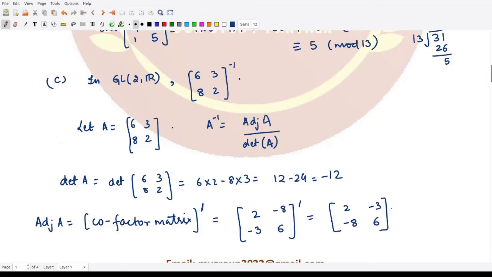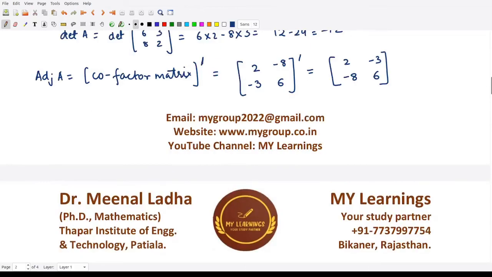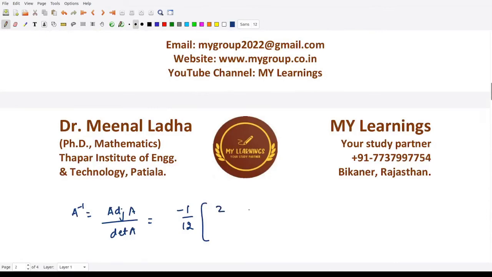Now you have both the quantities. So what is the inverse of A? Inverse of A is adjoint of A divided by the determinant of A. The determinant of A is minus 12, so it is minus 1 by 12. Adjoint of A is what? We have just evaluated it. This is 2, minus 3, minus 8 and 6, right? So you can multiply the things inside, so that you would have minus 1 by 6 here, 1 by 4 here, 2 by 3 here, minus 1 by 2 here. So this is the inverse of A.